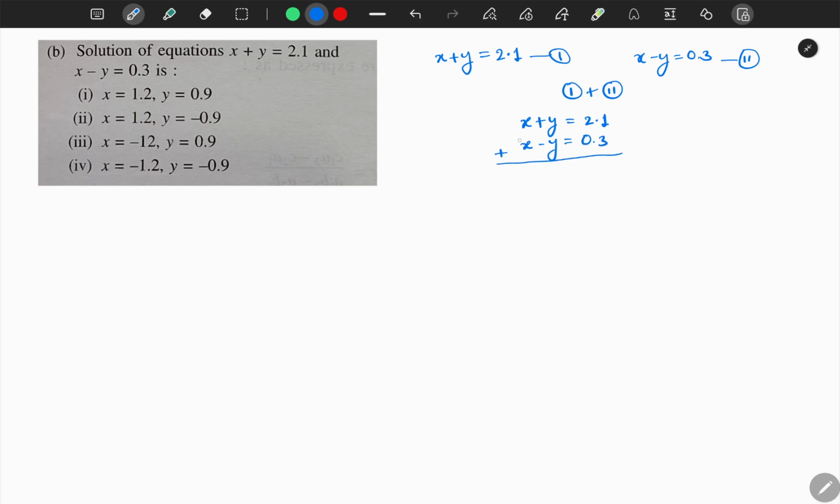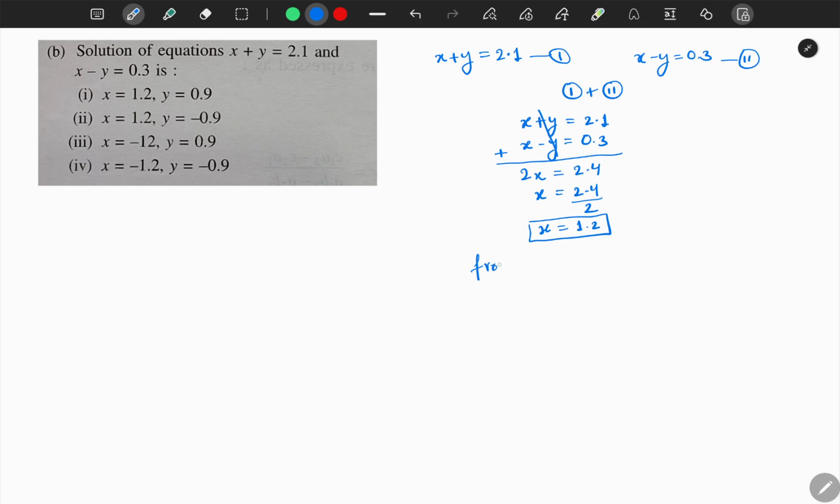Now when I add these two equations, plus y and minus y will cancel, and x plus x will give me 2x, and 2.1 plus 0.3 will give me 2.4. Now 2 is in multiplication here, it goes there in division, so x equals 2.4 by 2, and 2.4 by 2 is nothing but 1.2. Yes. Now I got the value of x. Now I can substitute this value of x in either equation 1 or equation 2. I'll substitute in equation 1.